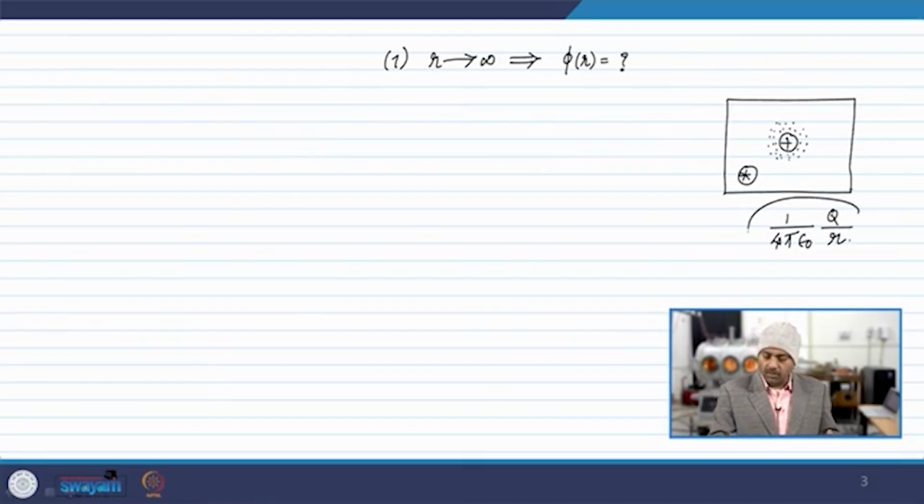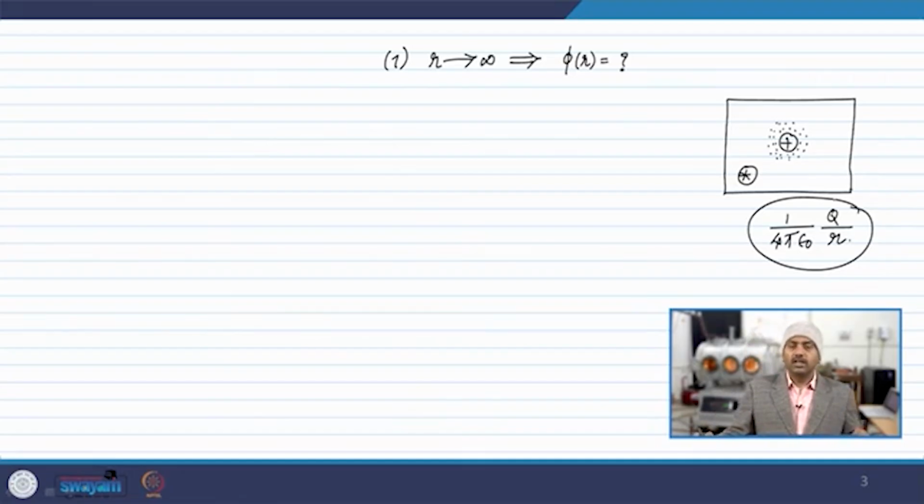If you want this potential to exist everywhere, then there is no point of shielding, or there is no idea of shielding at all. But if you want, for example, when r tends to infinity, when r is going to very large distances, we can simply say that our phi of r should be 0. So, at very large distances of r, phi of r should become simply 0, right.